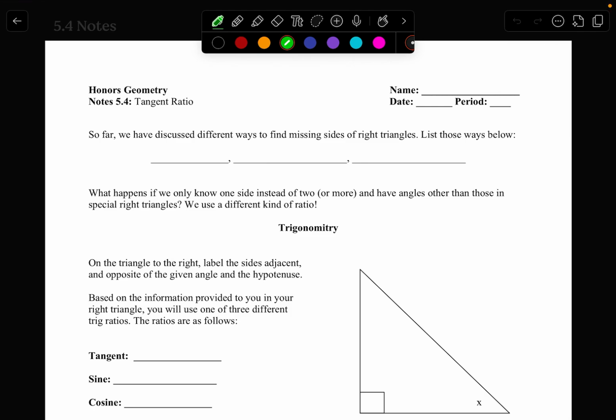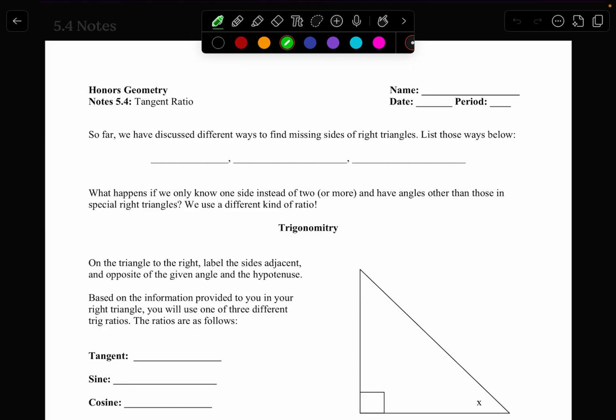Hello everybody, this video is going to cover our 5.4 notes. This is going to cover the beginning of trig, and we will be continuing on with right triangles. So we will use trig today and the next set of videos with our right triangles. Today we are specifically going to be talking about the tangent ratio.